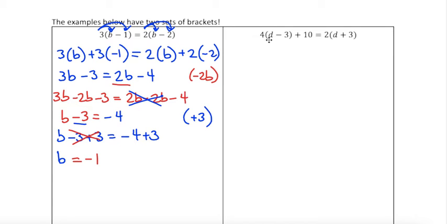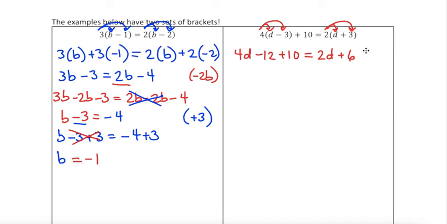And in this last example, I want to apply the distributive property to both sets of brackets. So I'm multiplying my 4 by everything in the first bracket, and I'm going to multiply the 2 by everything in the second bracket. 4 times d is 4d. 4 times negative 3 is negative 12. I'm not going to apply it to the 10 because the 10 isn't inside of that bracket. So you only multiply the coefficient in front of the bracket by everything inside of the bracket. And that's equal to 2 times d, which is 2d, and 2 times 3, which is positive 6.